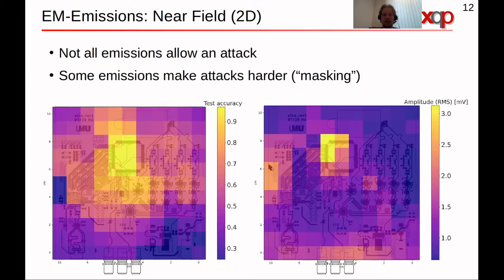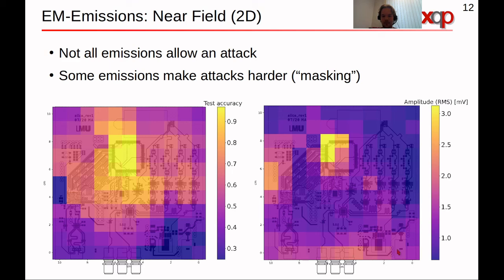And one thing that should be mentioned is that not all emissions allow an attack, and some emissions might even make attacks harder. This is sometimes called masking and sometimes considered a countermeasure against electromagnetic emissions leaking secrets. Here you can see on the left the same figure as in the previous slide that is showing the test accuracy of the attack. And here you can see the root mean squared amplitude in millivolts of the signals that we recorded at each point.